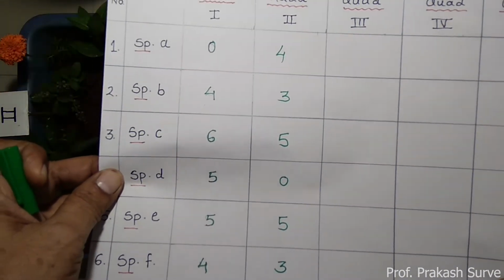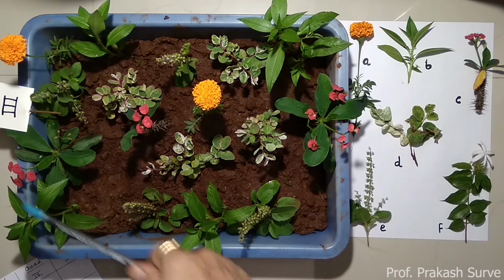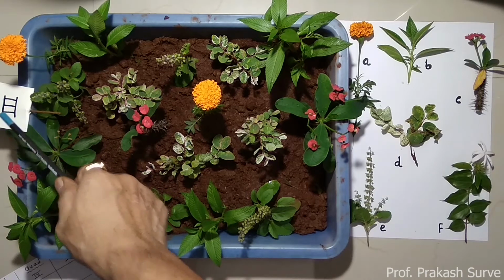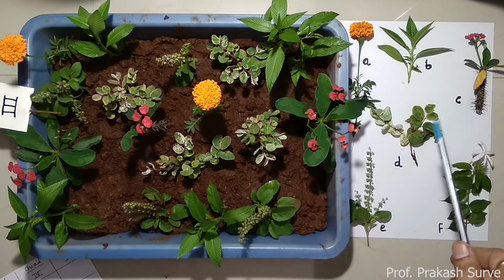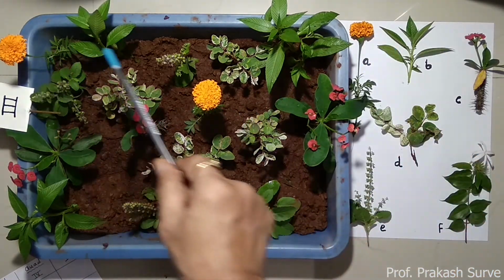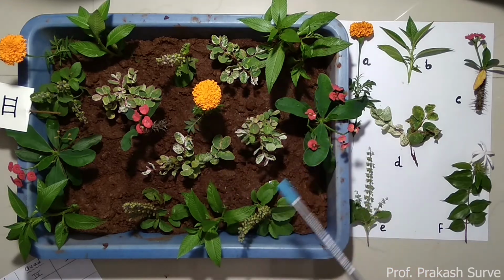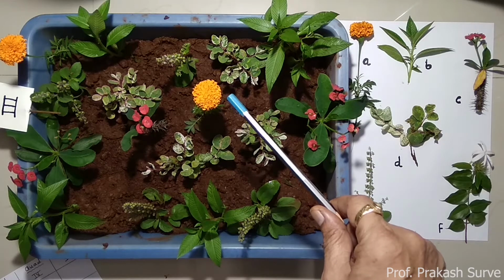Now like that, we'll find out about quadrant 3 also. For quadrant number 3, here we can see quadrant number 3. In that again, we'll find out the number of plants of each species. So for species A, if we check it here, this is 1 plant, then this is 2 plants. So only 2 plants are there about species A in the third quadrant, so that I will mention.